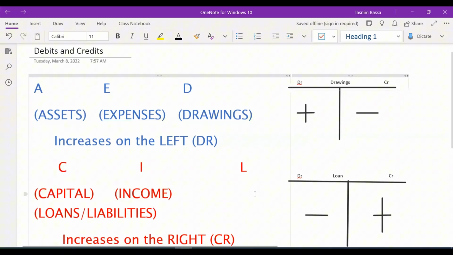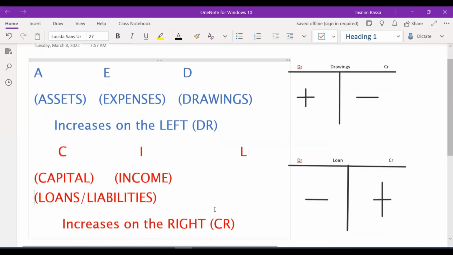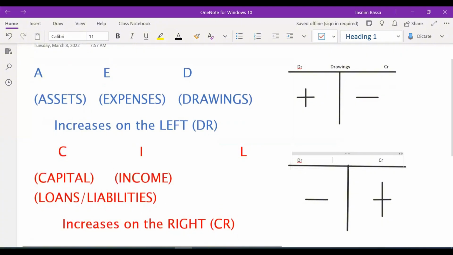Right, so whenever I debit drawings, it means drawings is increasing. Okay, now let's look at CIL. C stands for capital, I for income, and L stands for loans or liabilities. You can see that at the bottom here. I don't know why it didn't come in line with that. Okay, so C for capital. So here, if this increases on the right-hand side, right? So if this were my capital account, capital, it means if I credit capital, I am increasing capital.